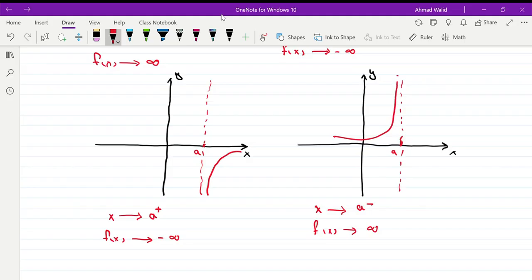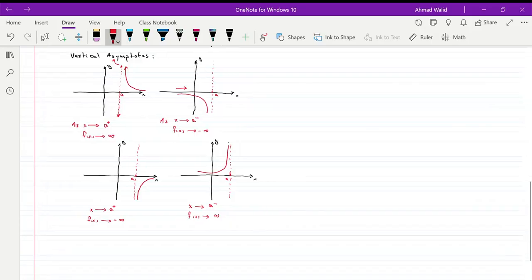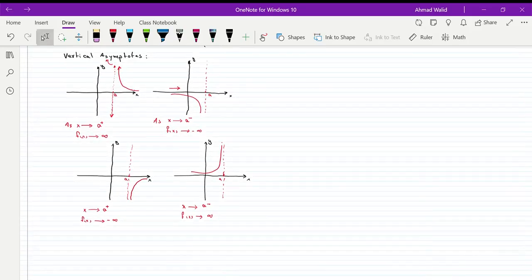There are 4 cases or 4 possibilities. Here you go. I just zoomed in or zoomed out, actually. You can see all 4 cases of the behavior the function can have as you go closer and closer to, or approach, your vertical asymptote. Correct?